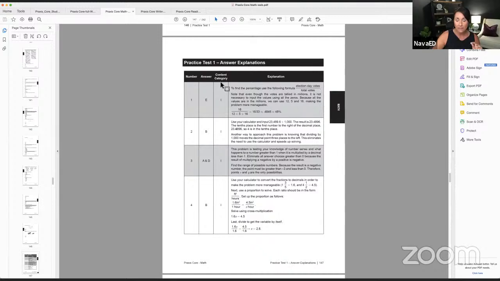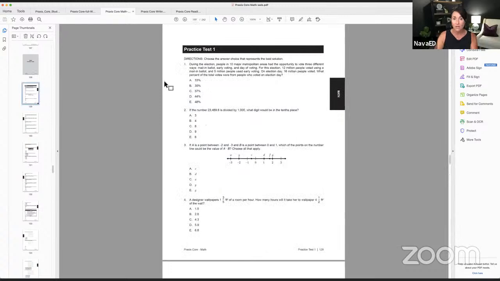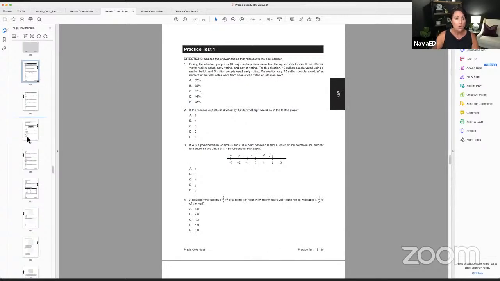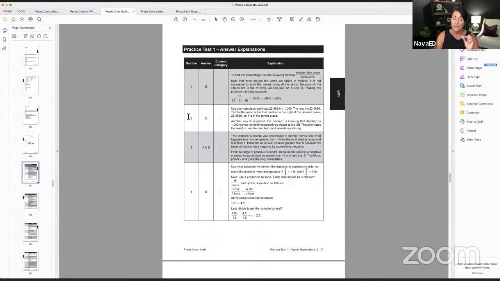Now notice in this third column here, it tells you what content category. Now this is really important because that will tell you what you're good at and what you need more help with. So what I would do is I would take this first practice test here, cold, grade it, score it. Now there's a couple of ways you can do this. You could score it and not look at the answer explanations at all. Just get a score and figure out where you're low.